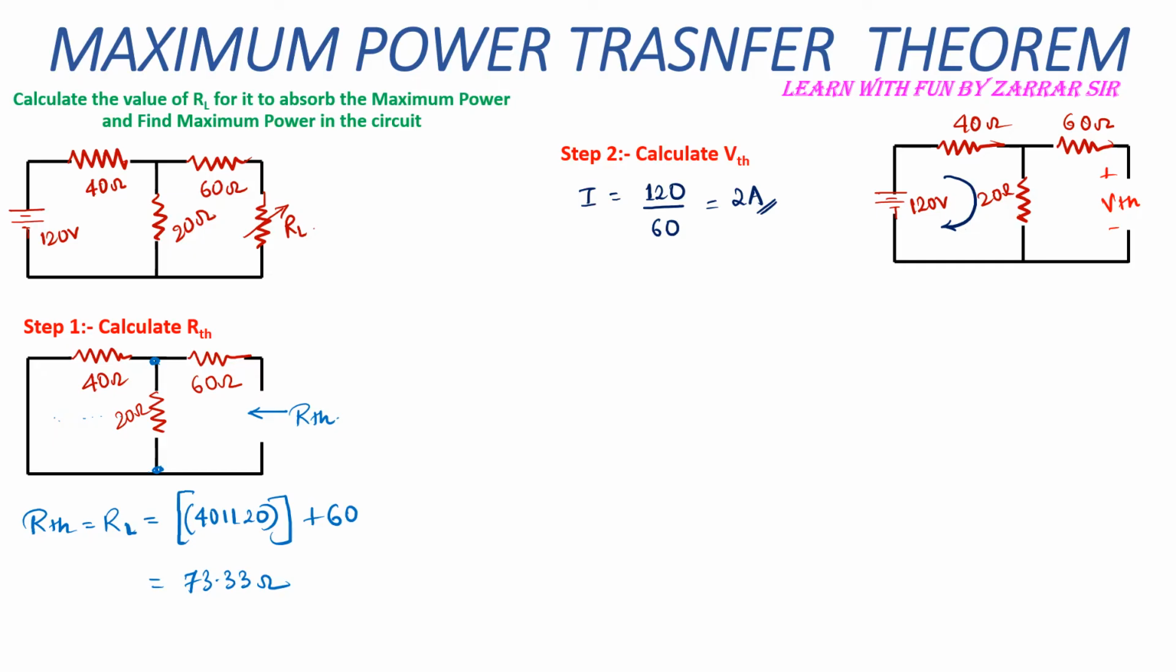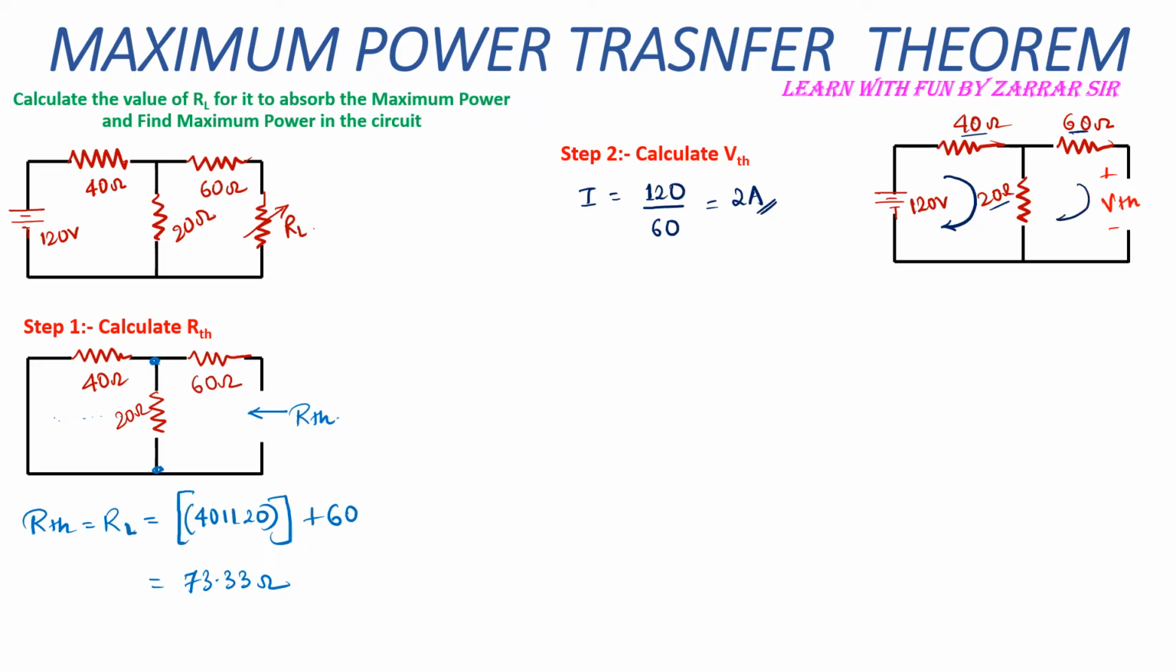Now I have considered I as V by R, which is very simple. 120 upon 40 plus 20 is 60, that is 2 ampere. Please remember, I have not considered this 60 ohm; I have calculated 40 plus 20 as 60. Now I apply KVL in this loop.